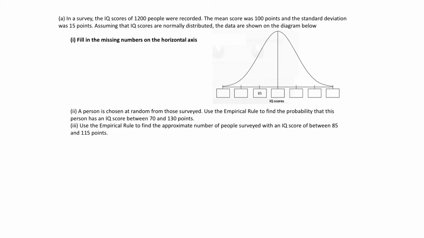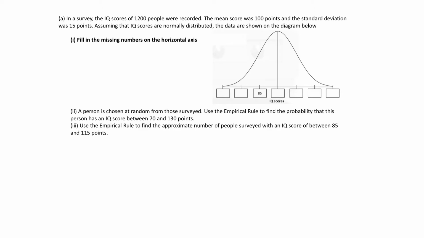In this question, we're told in a survey, the IQ scores of 1,200 people were recorded. The mean score was 100 points and the standard deviation was 15 points. Assuming that IQ scores are normally distributed, the data is shown in the diagram below. So first part of this question, we need to fill in the missing numbers on the horizontal axis.